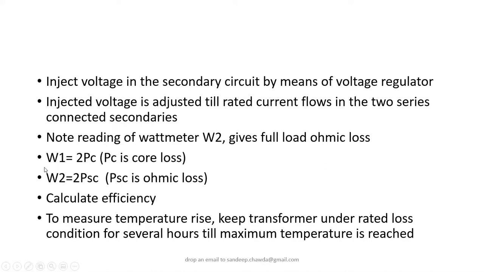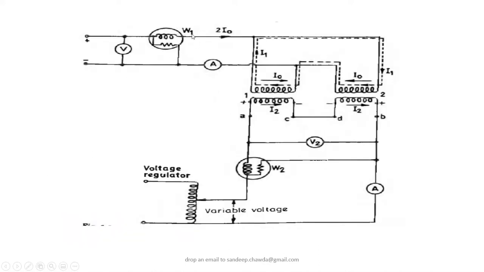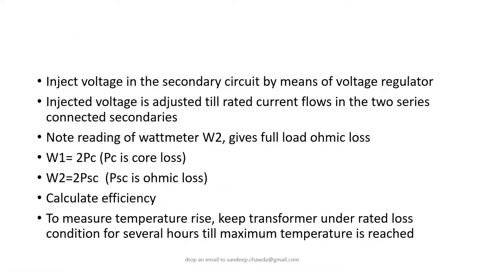So your wattmeter 1, the first wattmeter, is giving you the iron losses, and this one is going to give you the copper losses for both the transformers. If you want to calculate for one transformer, just divide it by 2, because both are identical. Please remember, you are using identical transformers here. And when you have the losses, you can easily calculate the efficiency.